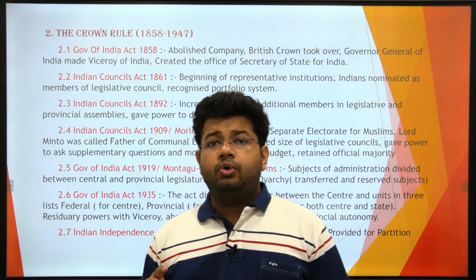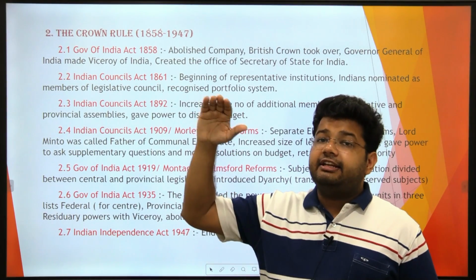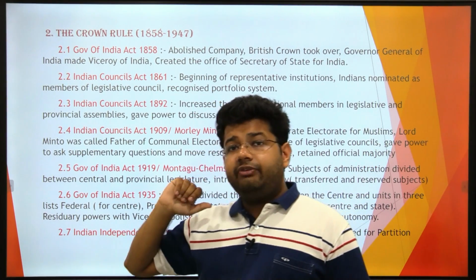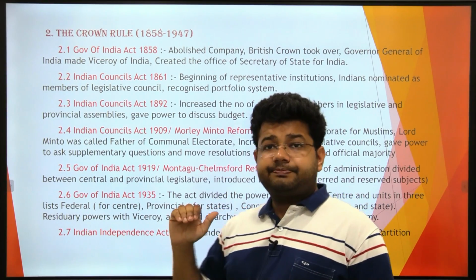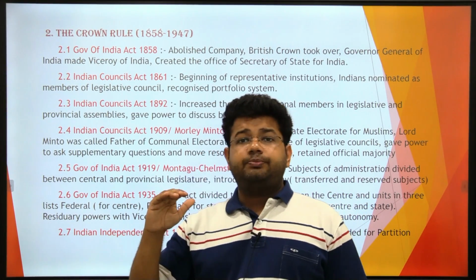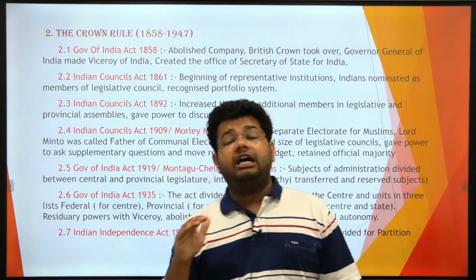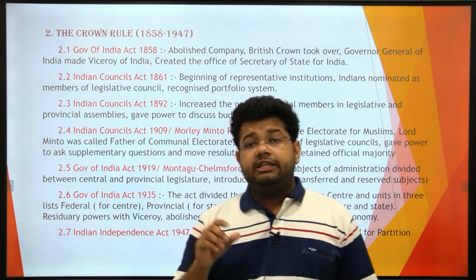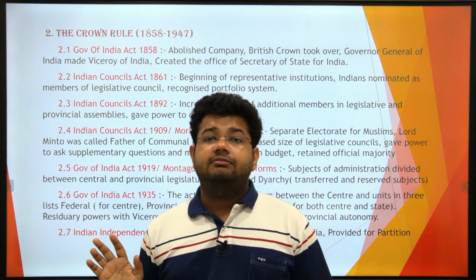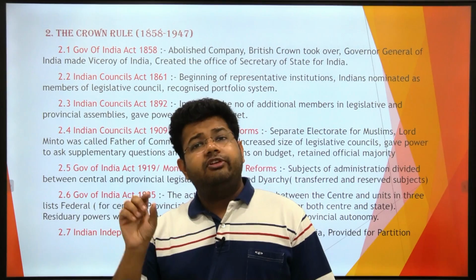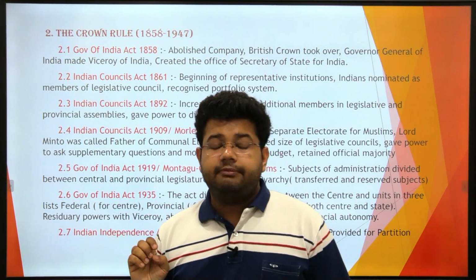Number 1 was the federal list, which had the subjects over which the center can make laws. Then we had the provincial list for the states, over which the states can make laws. And then we had the concurrent list. These are the subjects over which both the center and the states could make laws. The residuary powers were left with the Viceroy of India.